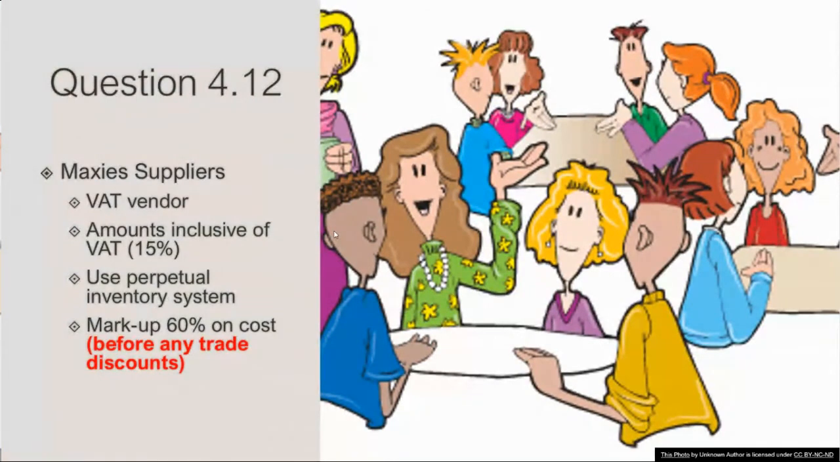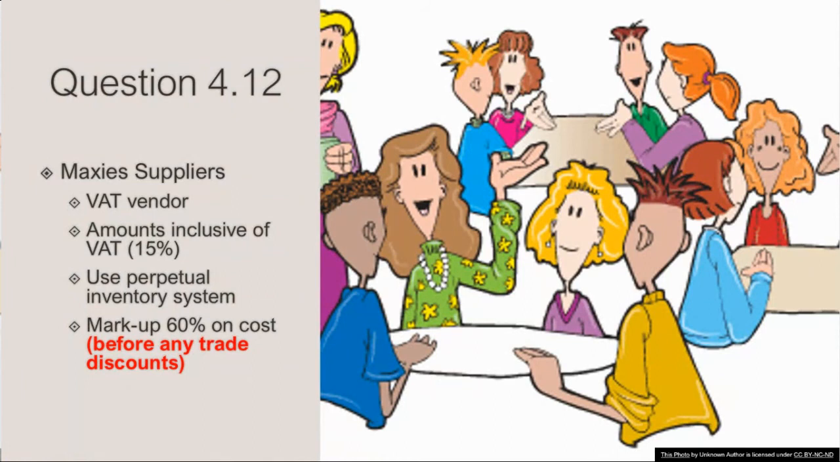And then they told you that inventory is marked up by 60% on cost price before giving any trading discounts. Okay, so the two things you had to see there is your markup is on cost price. So that means our cost is 100, profit is 60, and our sales price would be 160. Okay, so just to repeat that, cost price is 100, our profit is 60, and that means our sales price is 160.